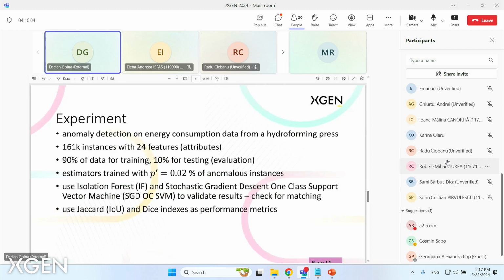Now for the experiment part, I have some energy consumption data from a hydroforming press. Basically, hydroforming uses liquids to shape pieces in metals, if you know. So the data set contains 161,000 records with 24 features. 90% of the data is for training and 10% for testing. And also the parameter p prime is 0.02. And also I don't have ground truth labels. Remember, it is an unsupervised problem.